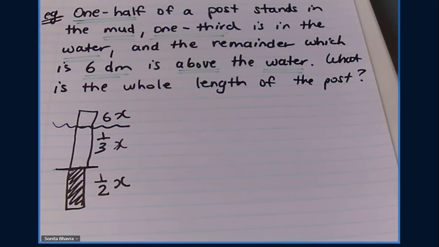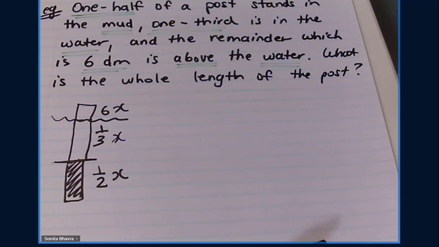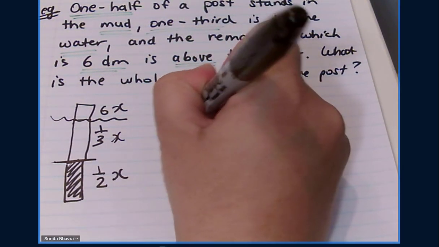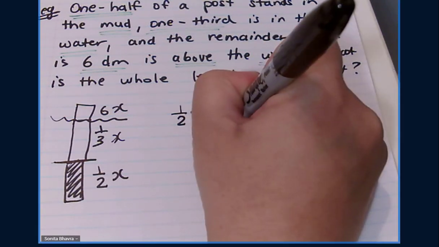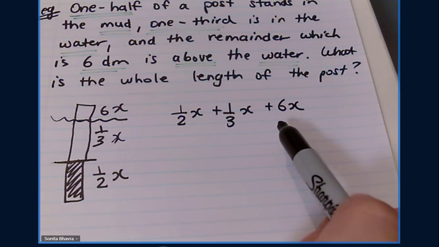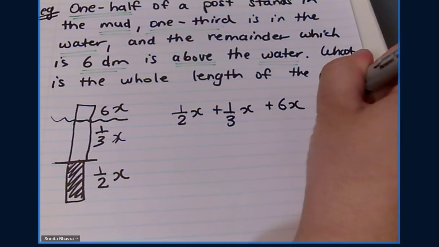All right, so what is the total length of the post? So this is the whole post. We have to figure out what is the whole length of it. So that means we have to add everything up, but we don't know what the total length of it is. So the total length, we have to make it equal to x as well. So it will be 1/2 x plus 1/3 x plus the 6x. All of them together will give us the total length.